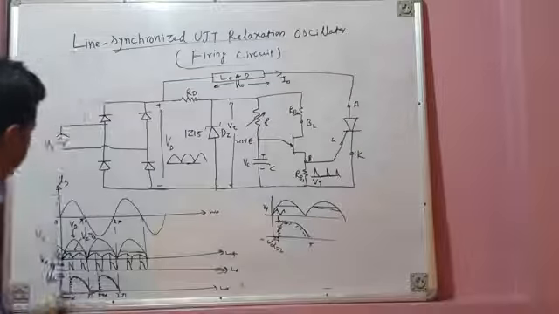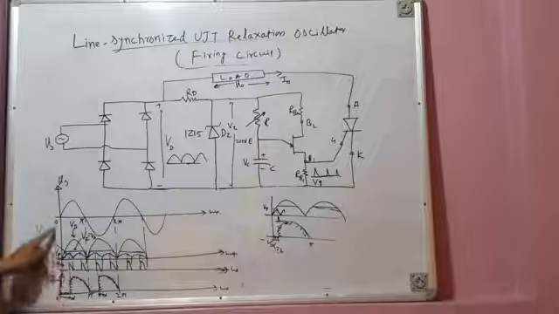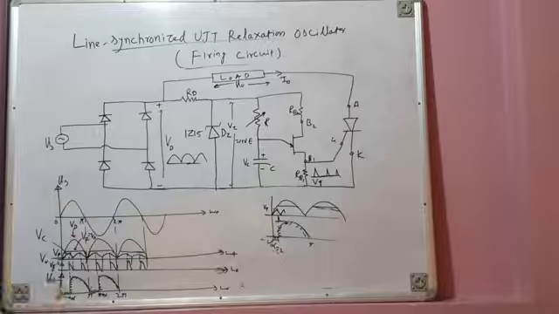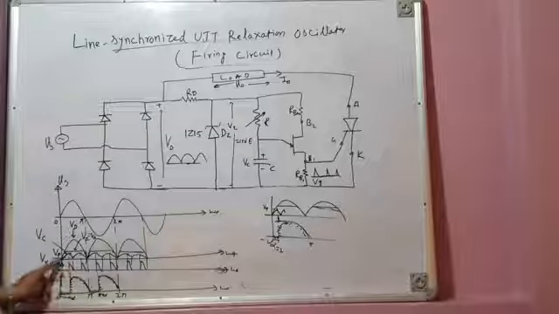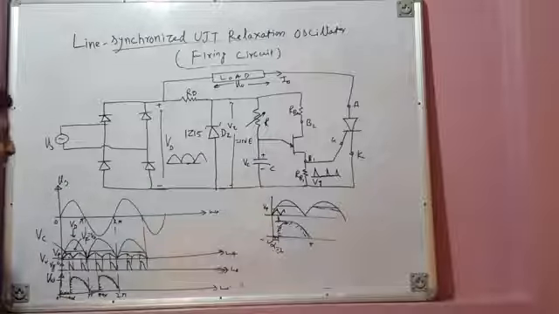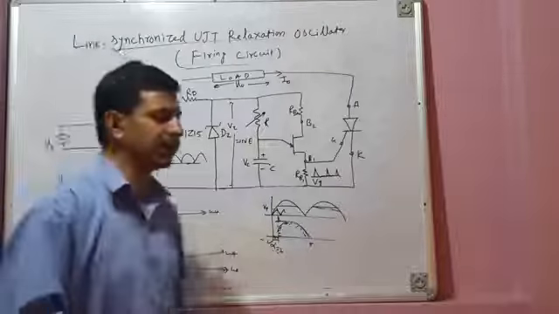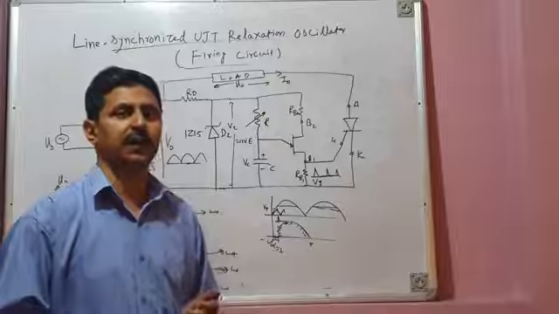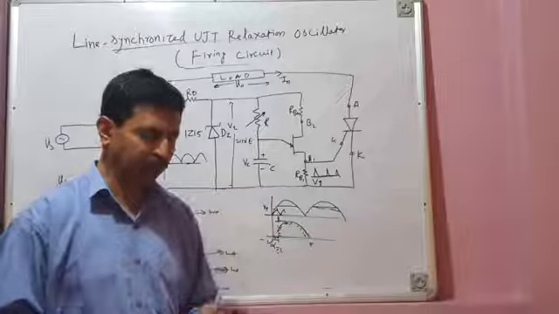And you can see the occurrence of firing pulses is synchronized with the zero crossing of source voltages. So for example, if alpha is 60 degrees, it is synchronized with zero crossing. You have to measure 60 degrees right from zero crossing. So this explains the operation of line synchronized UJT relaxation oscillator as a firing circuit for firing of thyristor.